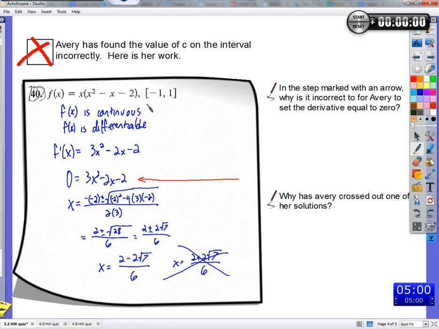If they had found the slope between the points at x is negative 1 and x is positive 1, and if it was 0, then it would be good to go. But they didn't even find it, right? They needed to find it. So we'll say that the reason it's wrong is because it turns out that 0 is not the slope.